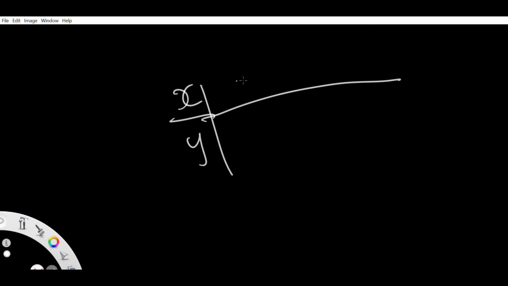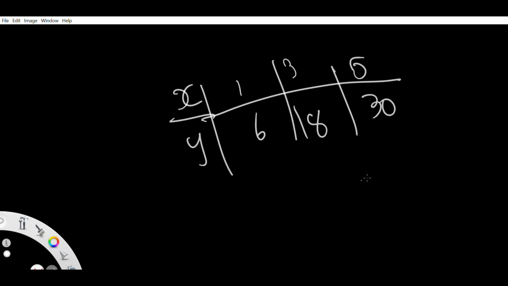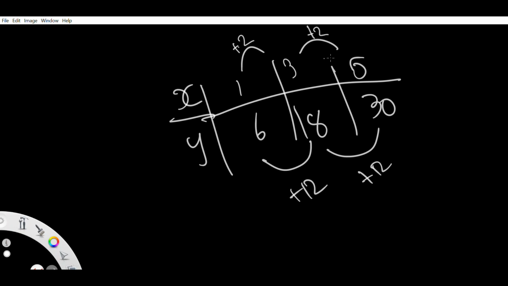So finding direct variation from ordered pairs. Suppose we are given this table with a set of values which are x and y. We have 1 to 6, 3 to 18, and finally 5 to 30. So if you add 12 to 6, you get 18. You add 12 to 18, you get 30. Similarly, you add 2 to 1, you get 3. And you add 2 to 3, you get 5.